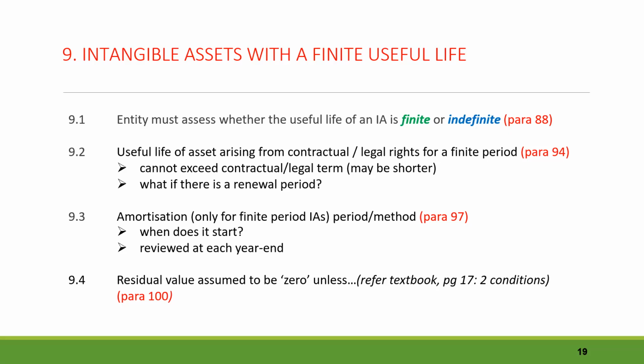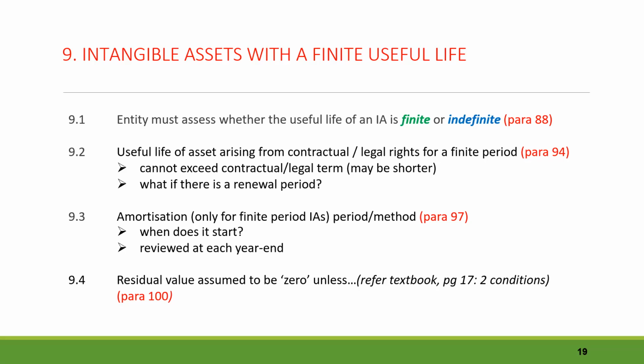So if we assess the intangible asset and we find that it has a finite useful life, or that the length of the useful life can be established and we establish it, then the depreciable amount of the intangible asset must be allocated on a systematic basis over its useful life. Just like how we depreciate over the straight line method, amortization must begin when the asset is available for use, when it's in the location and condition necessary for it to be capable of operating in the manner intended by management.